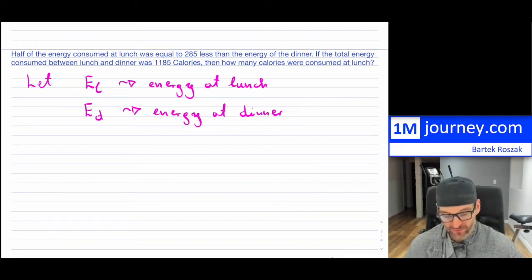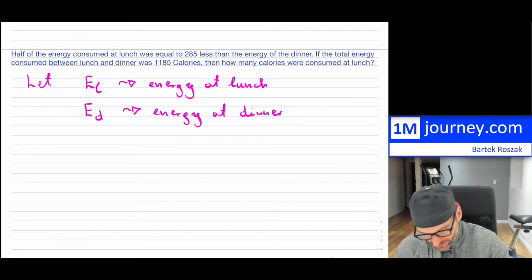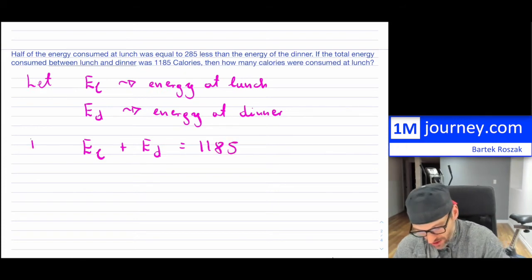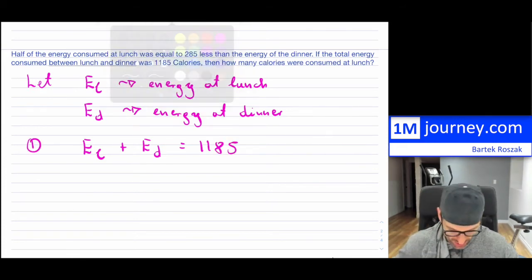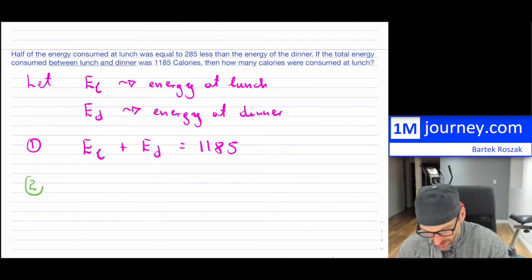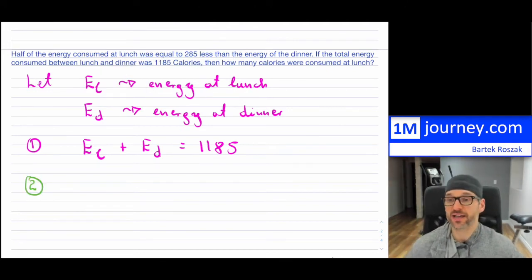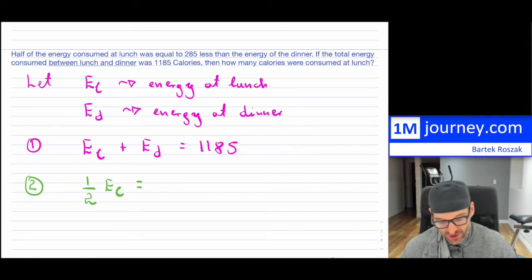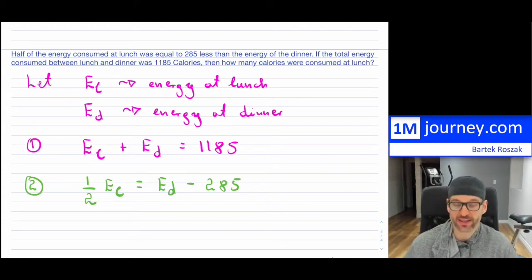And now notice that the total energy, so we know that from that second one, the energy at lunch plus the energy at dinner is equal to 1185. So that's one of the equations that we have. Let me change the color here. So now our second equation is going to be our first one. So it says half of the energy consumed at lunch, so that's 1/2 of the energy consumed at lunch, was equal to 285 less than the energy consumed at dinner. All right, so energy at dinner, so less than 285. So this is what we have for our second equation.